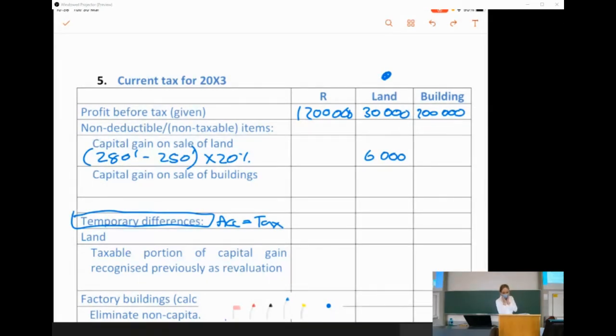Okay, and then my exempt portion on the capital gain on the sale of factory buildings. My profit in total is 200,000, but the capital gain will be the difference between my proceeds on sale, 1.12 million, less my original cost of 1 million. And again, 20% of that is exempt. So that's 24,000 that we are now deducting.